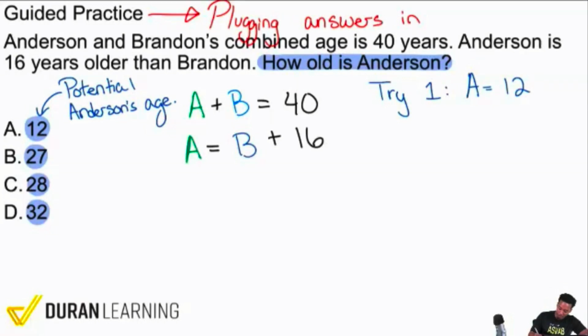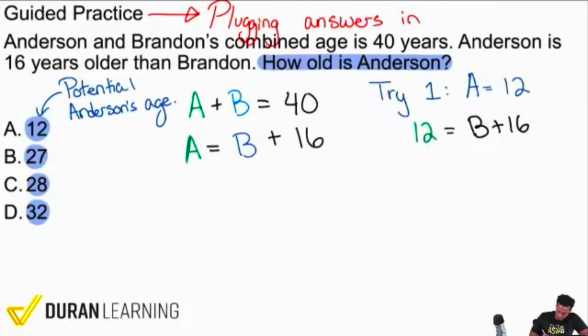Watch this. If I plug in 12 for A, and that's supposed to equal B plus 16, everybody, is it possible to add 16 to an age and get 12? Is that possible? Some people here are saying no. Let me show you why. Everybody, how are we supposed to solve this right here? What are we supposed to do?